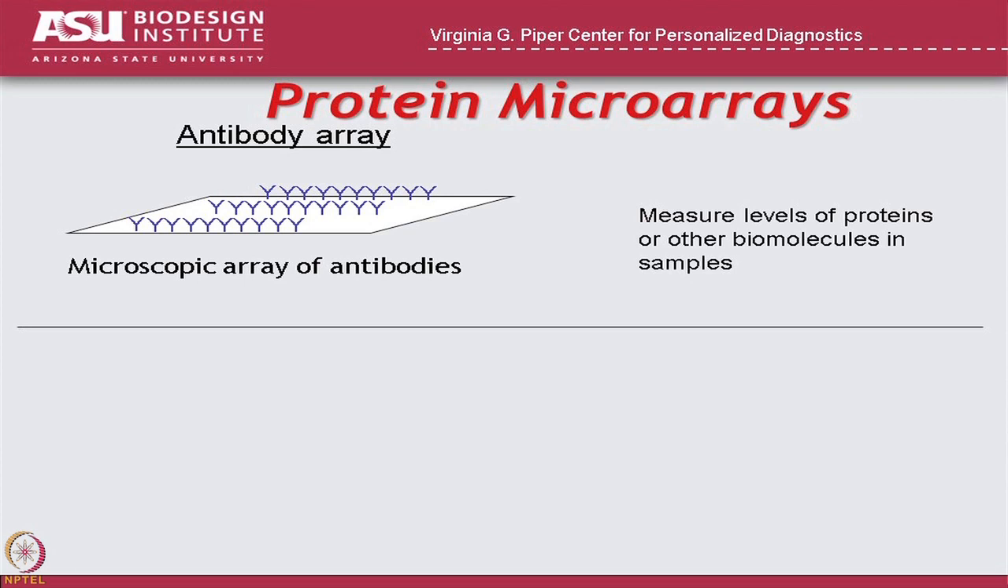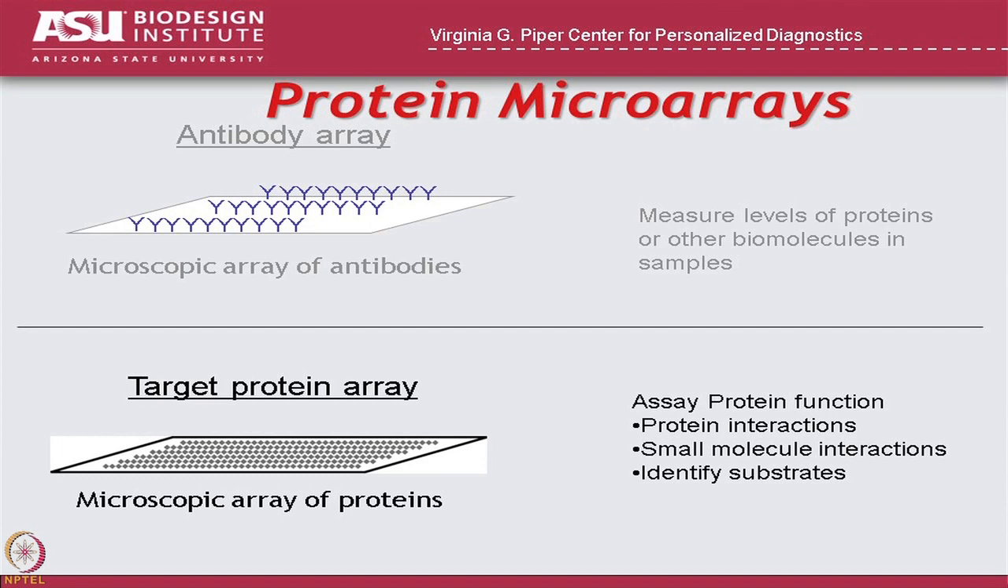So the goal of this array is to measure the levels of proteins. The protein arrays that I'm going to talk about are called target protein arrays. And the goal for these arrays is to look at the proteins themselves. What do they do? Who do they interact with? How do they fold? What is their function? So the idea on these slides is that you have a slide, and each of these different spots represents a different protein on the array.